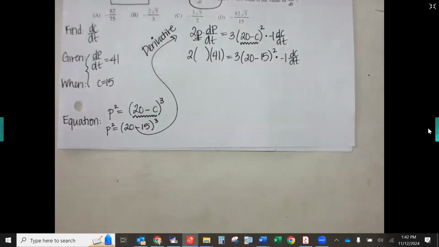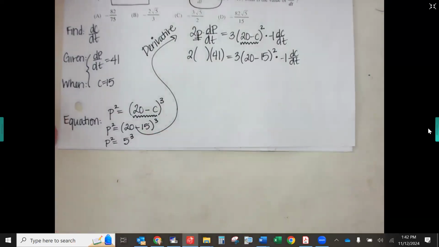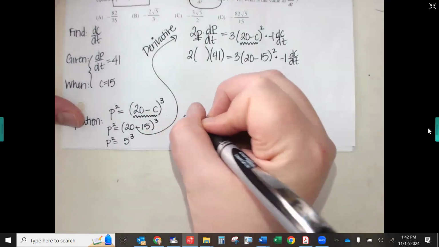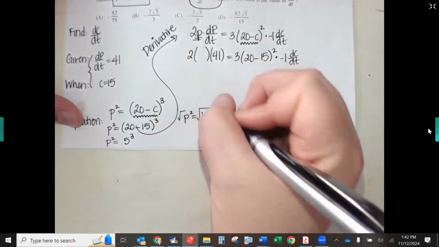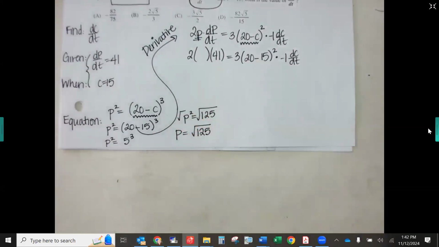What is 20 minus 15? So P squared equals 5 cubed, which is 125. Very good. So P squared is 125, and then take the square root. So P equals the square root of 125. Now, you run into a little bit of arithmetic here. This is really geometry. But we have to simplify this, and here's how I know. Look at your answers. Do any of them have a square root of 125? They all have a square root 5. That means we need to reduce.